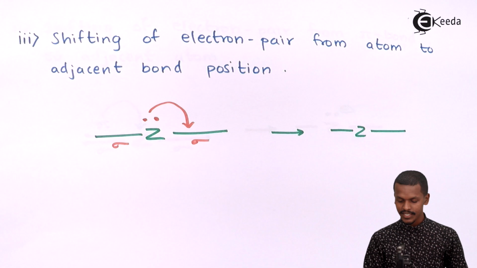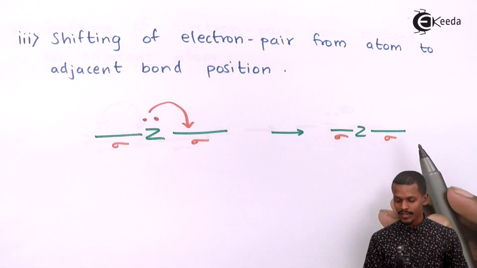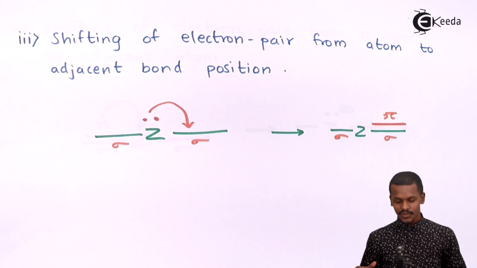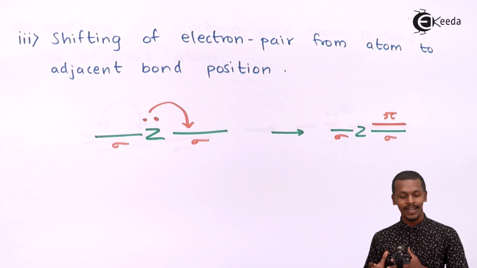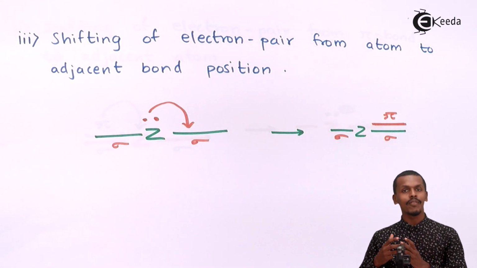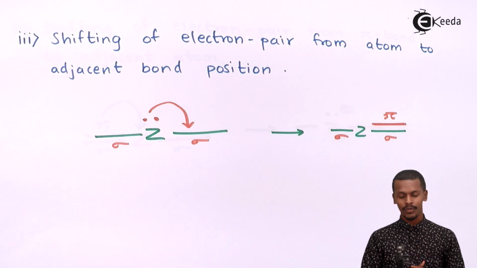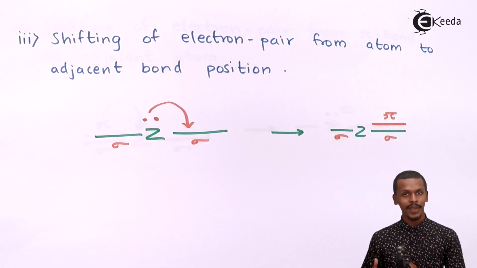where the sigma bond was already present over here, and this is the new bond that has taken place over here, which is nothing but the pi bond. So this is the representation of the electron movement. These were the 3 important things for the electron movement. Here we have talked about the shifting of the covalent bond in terms of an electron or pair of electrons, but it is not necessary that the electron shift takes place in this manner only.